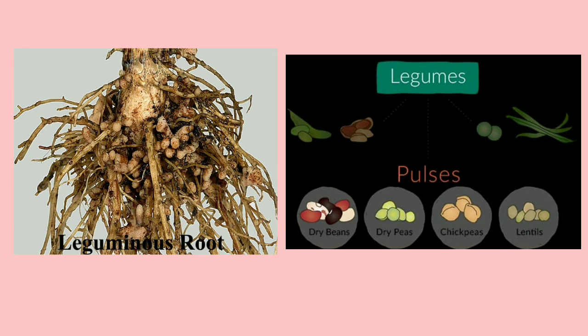Root nodules of leguminous plants contain the rhizobium microorganism. Now what are leguminous plants, children? The plants which bear seeds like dry beans, peas, chickpeas, lentils. Okay? So these microorganisms absorb atmospheric nitrogen and convert it into nitrate, that is a compound. Are you getting me, children? Good.